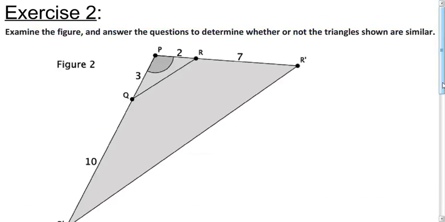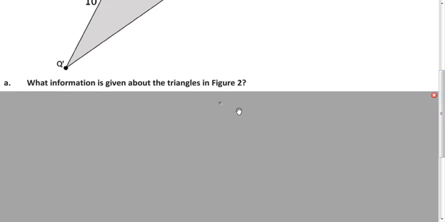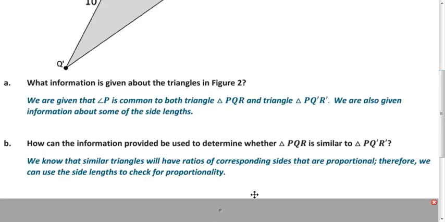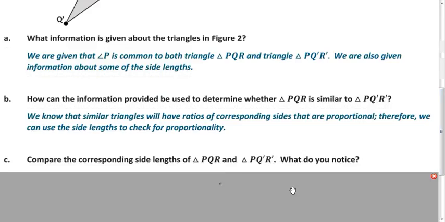Same idea here. We have similar information. We have an angle in common, and we have information about the sides. So we want to check if QR cuts the sides proportionally. So the first two parts here are the same as the previous one. And so now it's a matter of checking those corresponding side lengths.